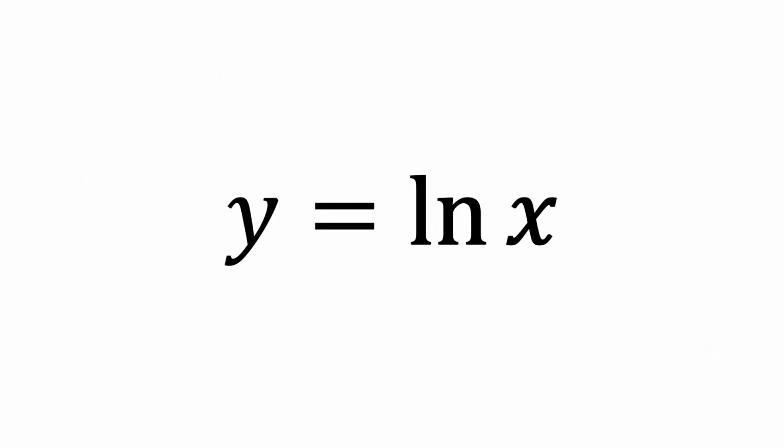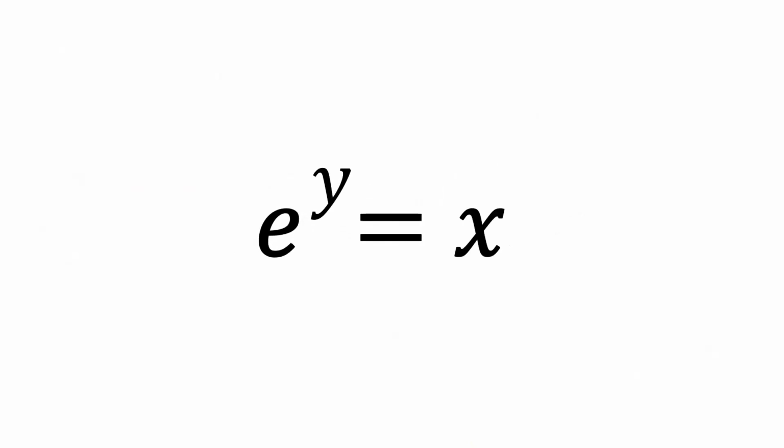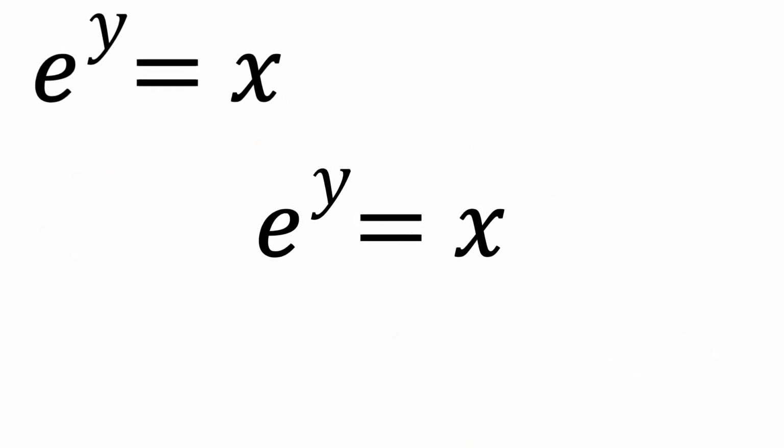First, you might know that this is an inverse of the exponential function. So let us make it e to the power of y equals e to the power of ln of x, and e to the power of y, it stays the same, right? e to the power of ln of x becomes x. Now let us save this for later.